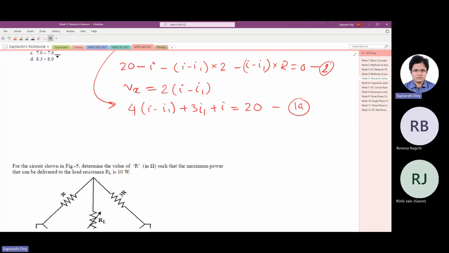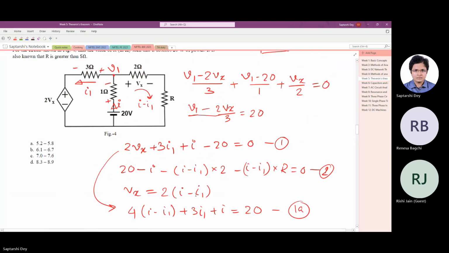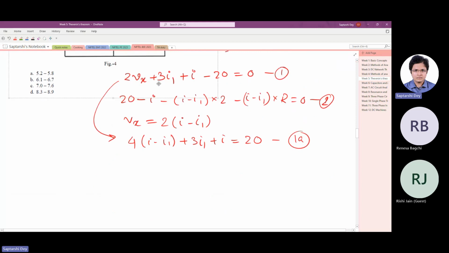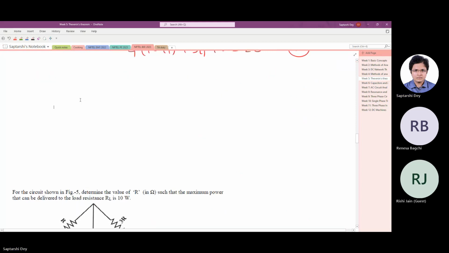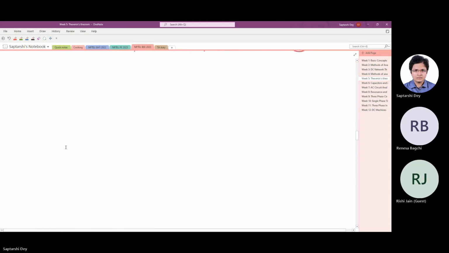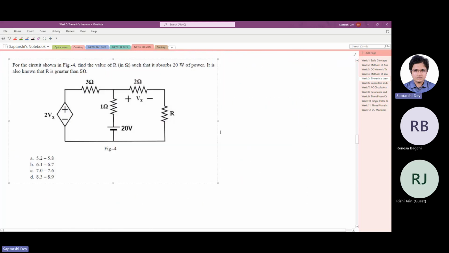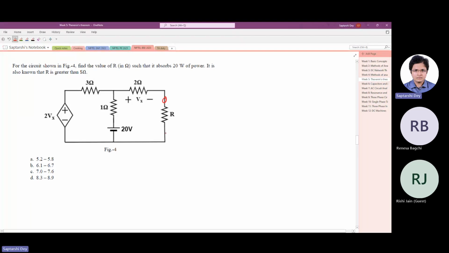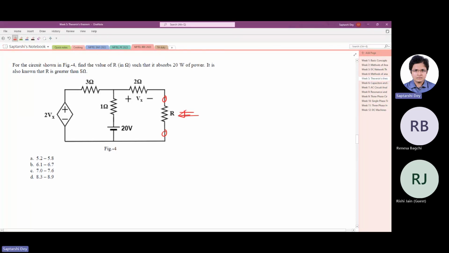Forget this. We have to apply Thevenin's theorem. Let us see. We will apply Thevenin's theorem, okay? I think it will be easier. Let us see. I will not draw the circuit once again. Just imagine it like this. We are applying Thevenin's theorem from this point, from this node. So we are trying to find out how it looks from here.